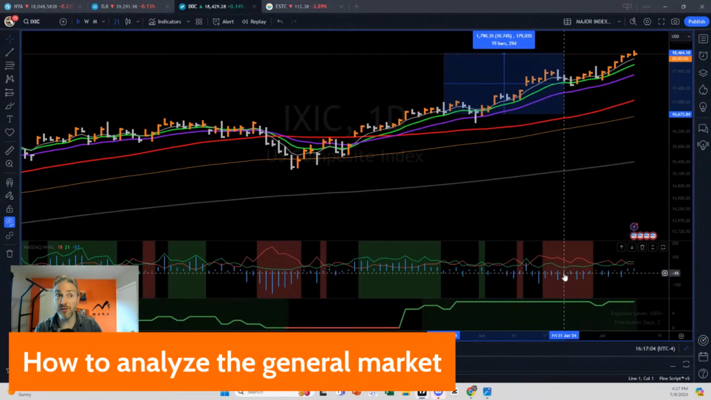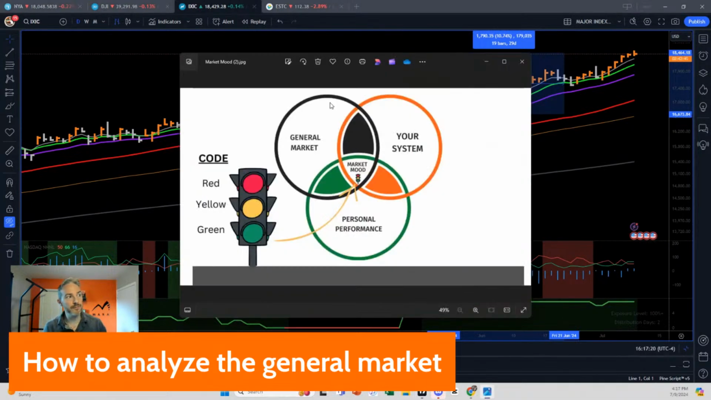right? New highs versus new lows. It tends to be one of the canaries in the coal mine that tells us if things are easy or not. And it's one of the key elements that I look for in the general market.